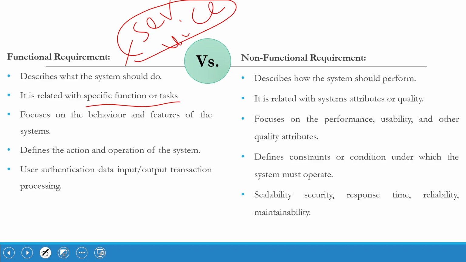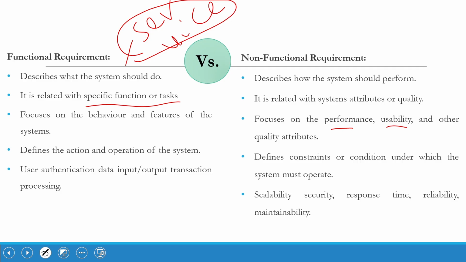Whereas the non-functional requirement describes how the system should perform its function. It's related with the system's quality and performance only. It focuses on performance of the system, usability of the system, whether the system is user-friendly, or other quality requirements. For example, the response time, the CPU utilization, and the memory space utilization define conditions under which the system operates.